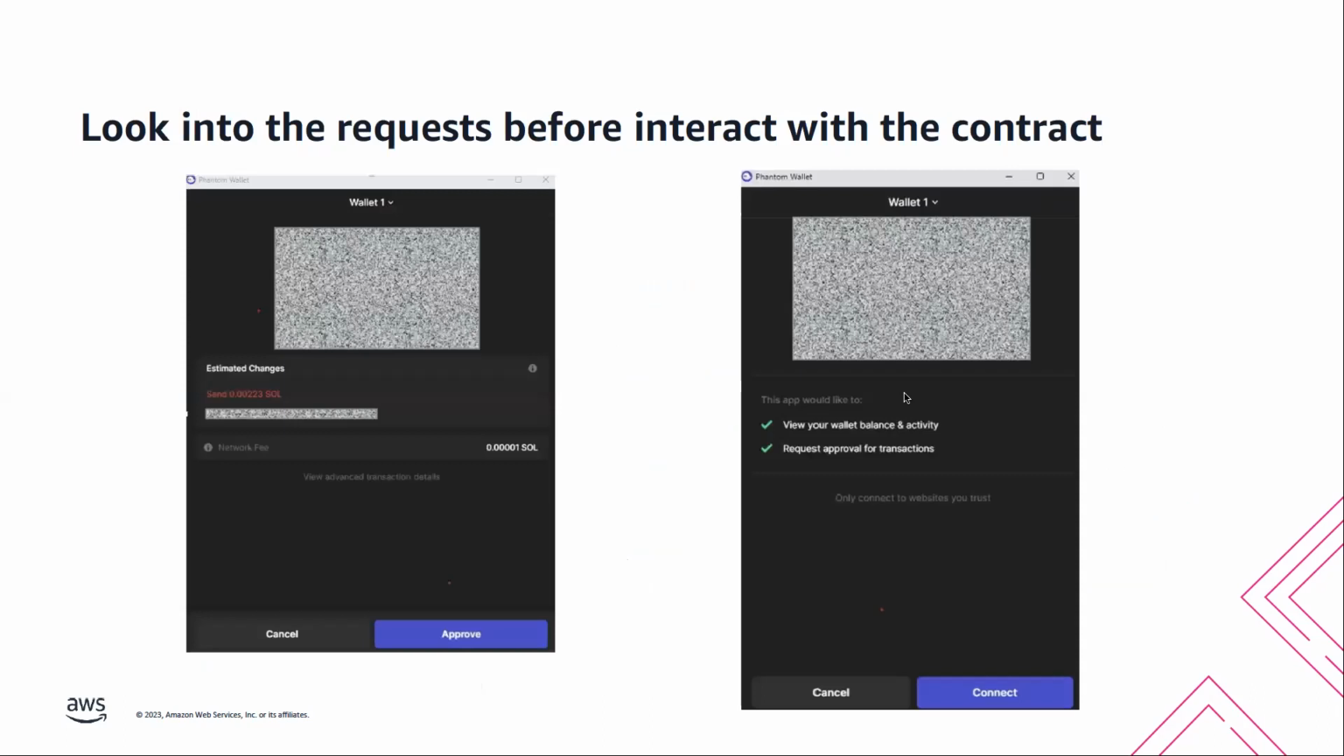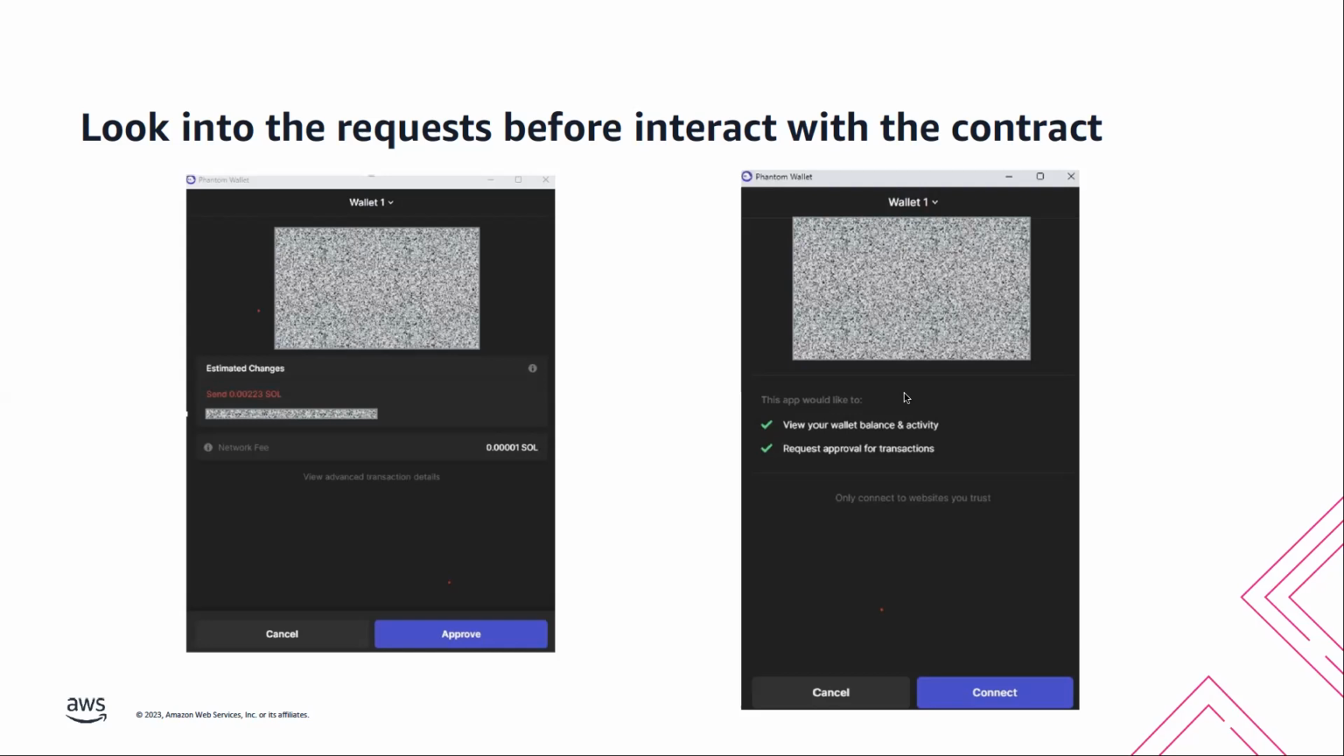The second point is that when you use a decentralized application or interact with a smart contract, you look into the permissions they ask from you. And if you need to approve any transaction, look into the detail of what they are taking from you, for example, tokens or NFTs. These are ways a user can protect themselves. More advanced users can look into the smart contract code to see if there's any abnormal behavior before interacting with the contract.